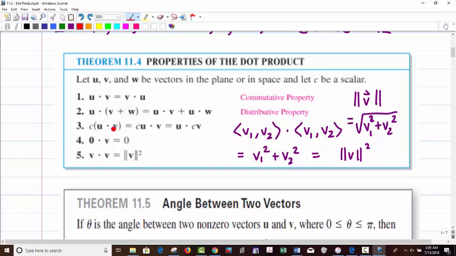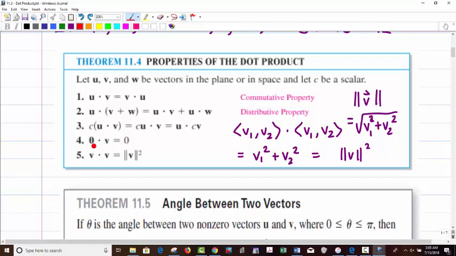Okay, so a scalar multiple just kind of stays there with the dot product. So u dot v with some number multiplied in front. You can put the number wherever. You can multiply your dot product by that value. This one, the 0 vector. It's got to be a vector, not the number 0. The 0 vector dotted with any other vector v would be the number 0.